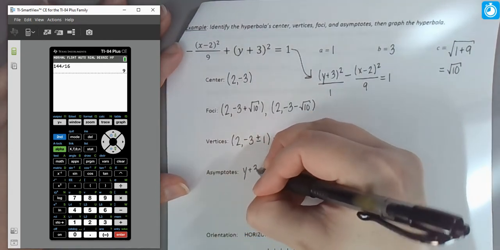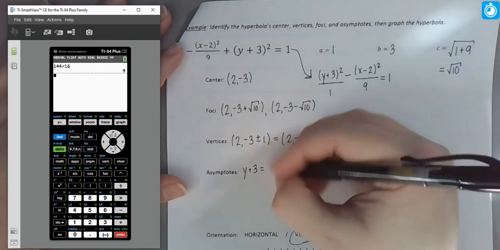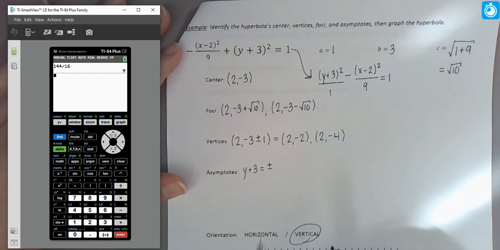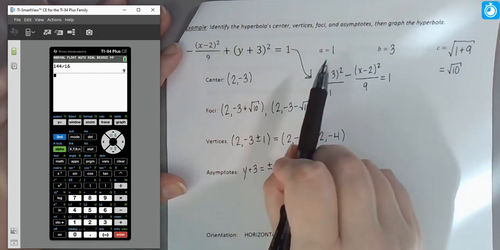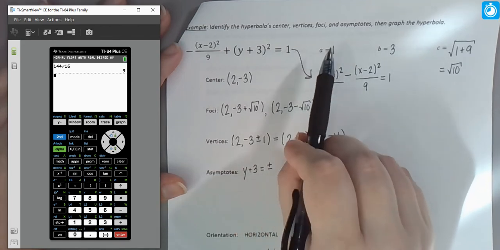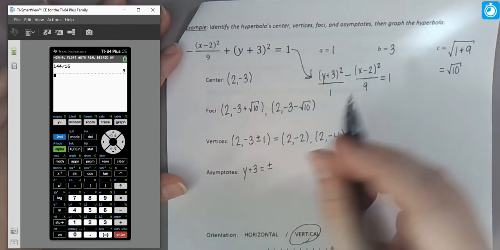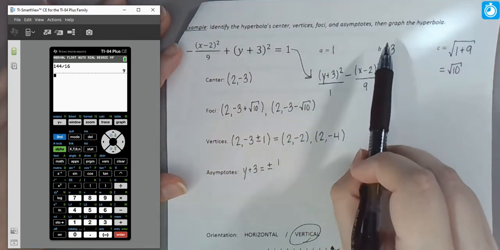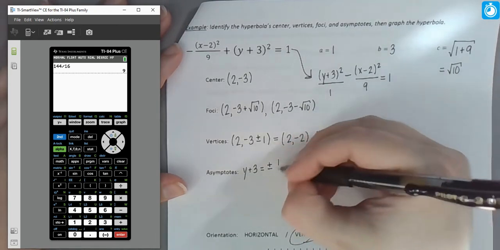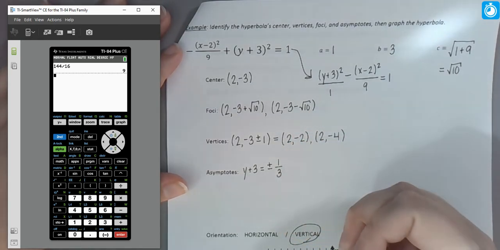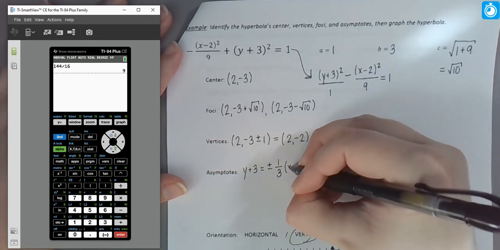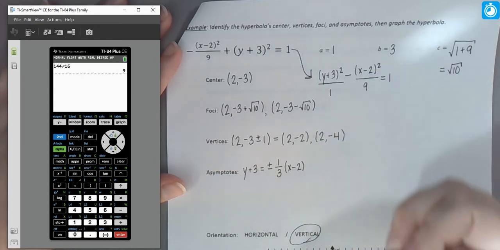So in that summary form, we have y plus 3 is equal to plus or minus, okay, now we need the slope. So which value is associated with y, which is associated with x. In this case, y was the positive term, so a is associated with y, which means we have a 1 for our numerator, and then b is associated with x, so we have a 3 for our denominator. And then where we would normally have an x, we now have x minus 2.